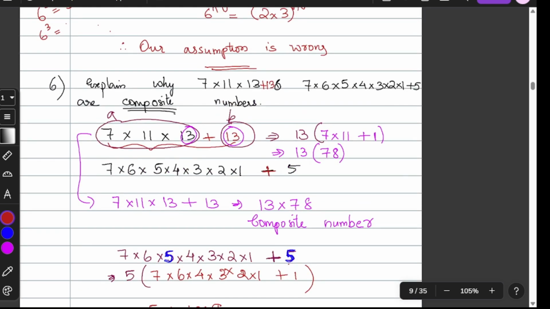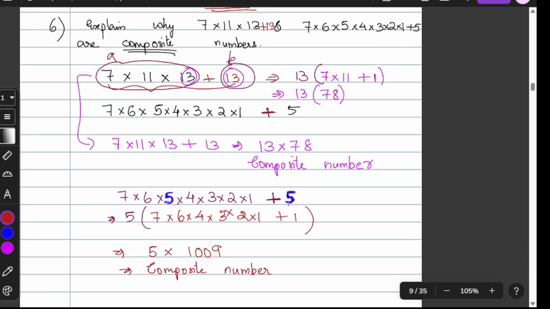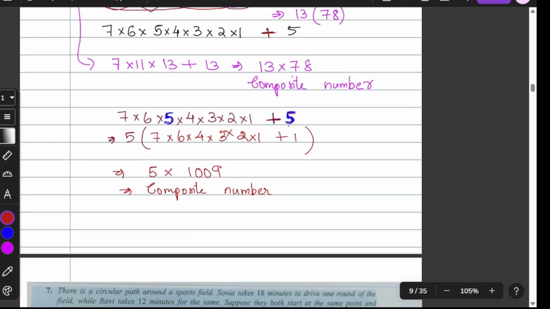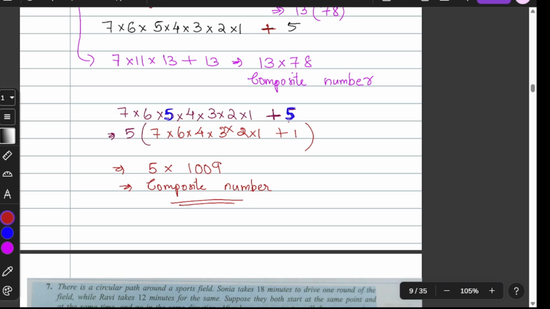Okay. Explain why 7 into 11 into 13 plus 13 and 7 into 6 into 5 into 4 into 3 into 2 into 1 plus 5, whether they are composite or not. So after solving the first part, we got that the first number is a composite number. Similarly, the second case also, we proved that it is not a prime number, it is also a composite number, because it also has more than 2 factors. Clear? Both the numbers are composite numbers.